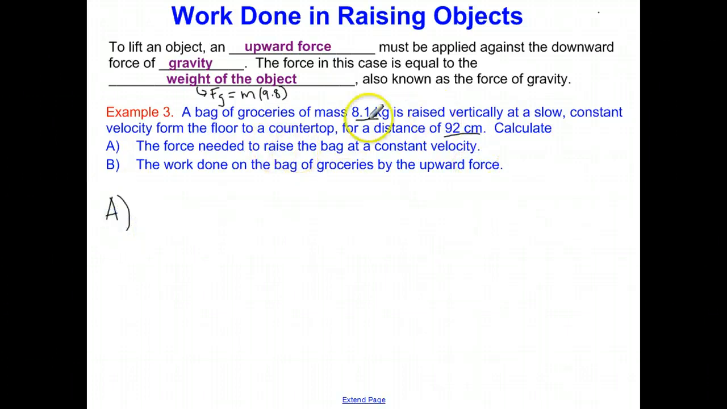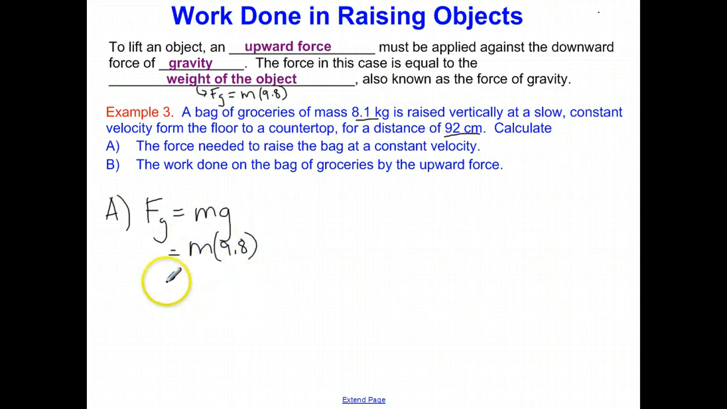What force would be needed to lift 8.1 kilograms? Well, the reason it feels heavy is because of gravity, and that's an object's weight. So if we think of an object's weight being equal to the force of gravity, it's mass times gravity, which is equal to mass times 9.8. And the mass of this is 8.1 kilograms times 9.8, and we end up with 79.38 newtons. So this answers A.